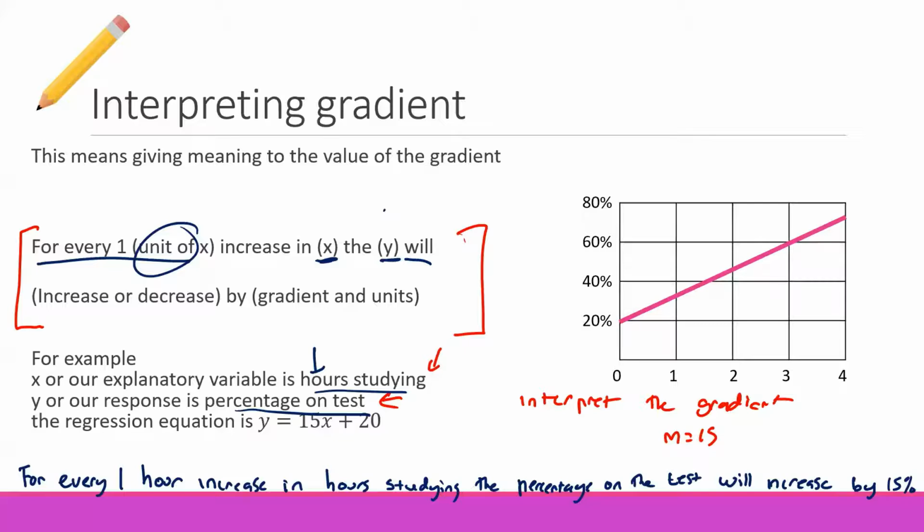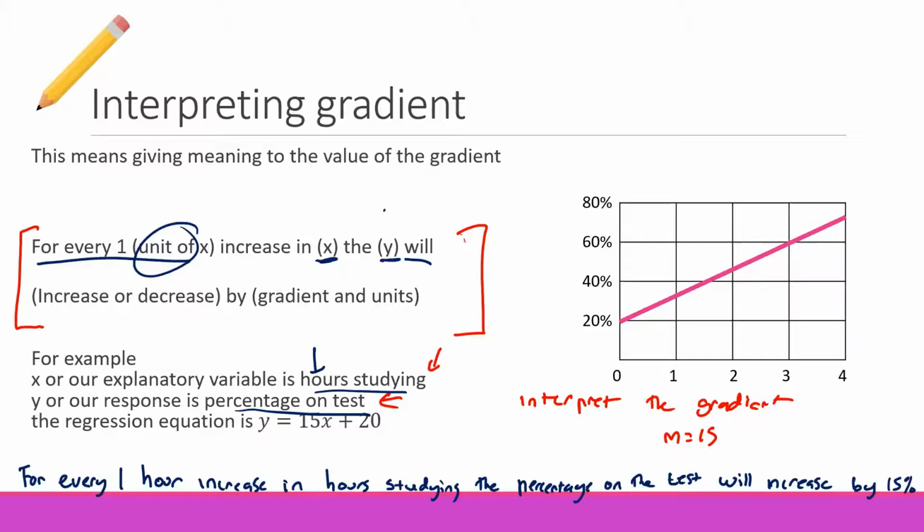Now, could you rearrange this and say the same phrase in a different way? Yes, you can. But what we're doing is giving meaning to the gradient. What does the gradient actually mean? The gradient means if you study for an hour, your percentage should go up by 15%. That's what the gradient means. If you had written that down, that would have been fine too. But I'm giving you this fill in the blank cookie cutter example so that you can use it, and this should work with the majority of your questions. So just keep that in mind.